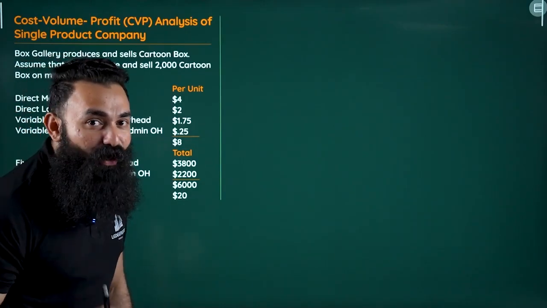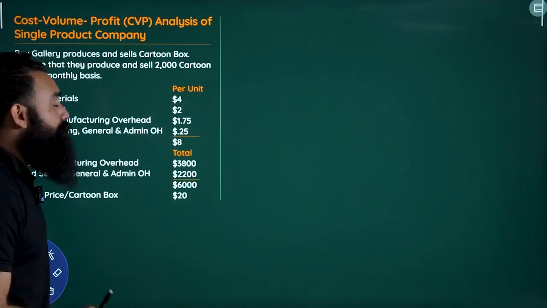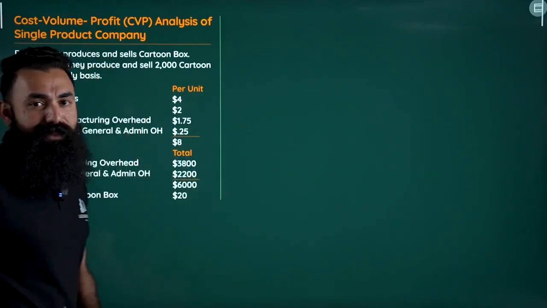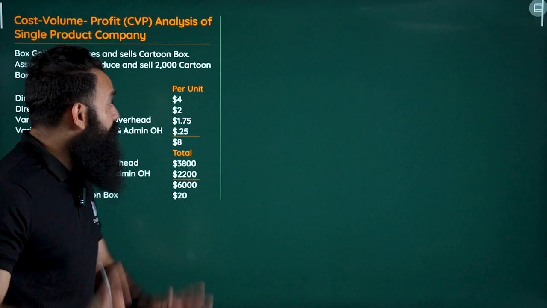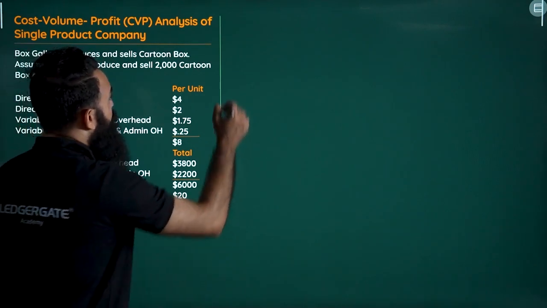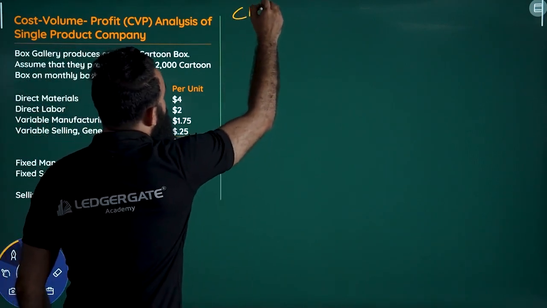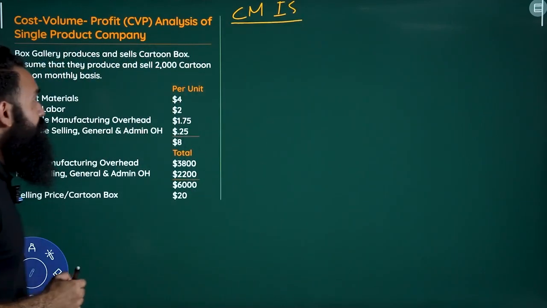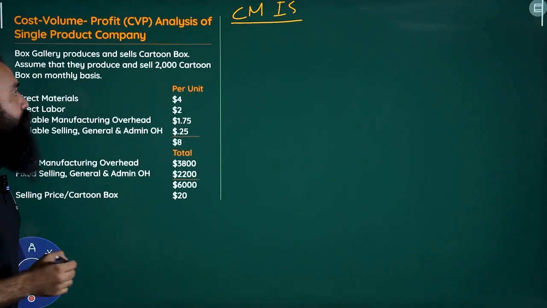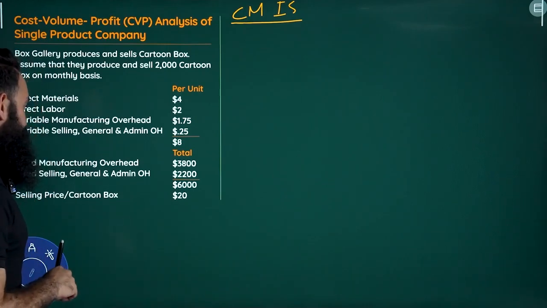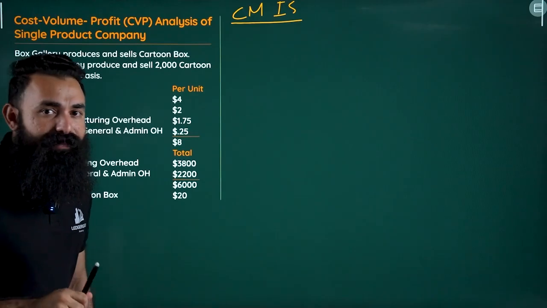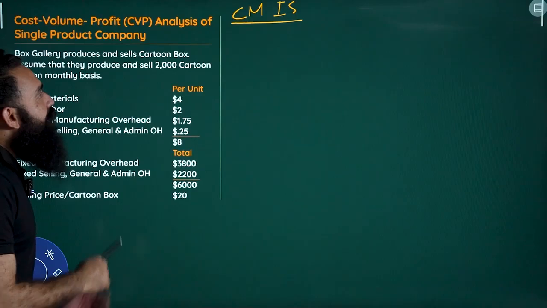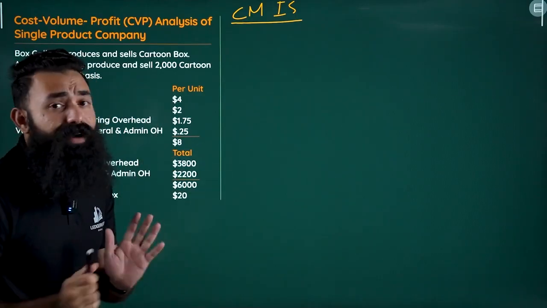You already know how to prepare a contribution margin income statement, whether it is a manufacturing or trading company. Here we are preparing the contribution margin income statement of a manufacturing company. So let's prepare it. I am writing in short CM income statement, contribution margin income statement. As we know, in any contribution margin income statement we will have cost and revenues, right? So we'll start with revenues, we will deduct cost, and we will arrive at profit.